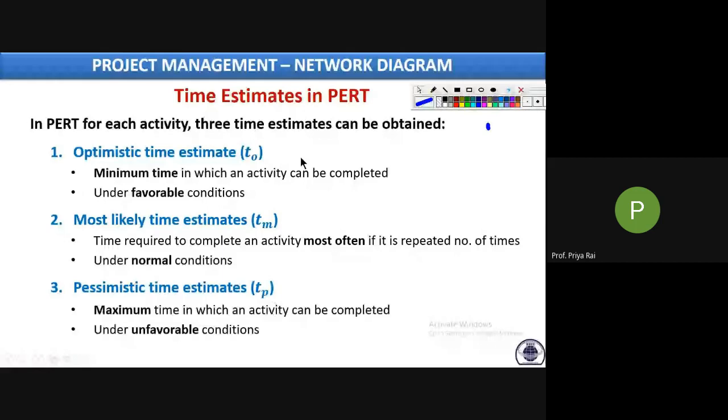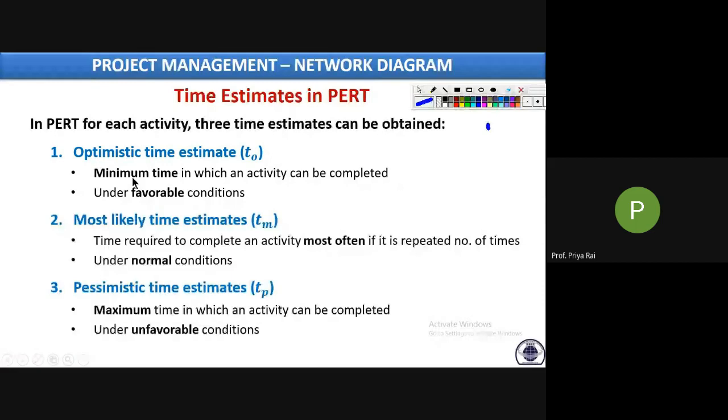Now let us go to the definitions. What is optimistic? Optimistic is basically the minimum time in which an activity can be completed. Why will it take minimum time? Because all the conditions will be favorable. That means you will have enough labor, enough resources, enough money, and enough manpower. So you can easily complete that activity as early as possible. It will take less time if everything is under your control and in your favor. It will take the minimum, right?